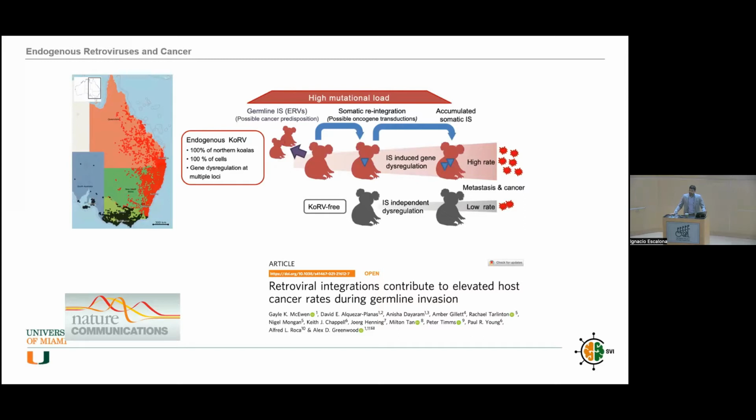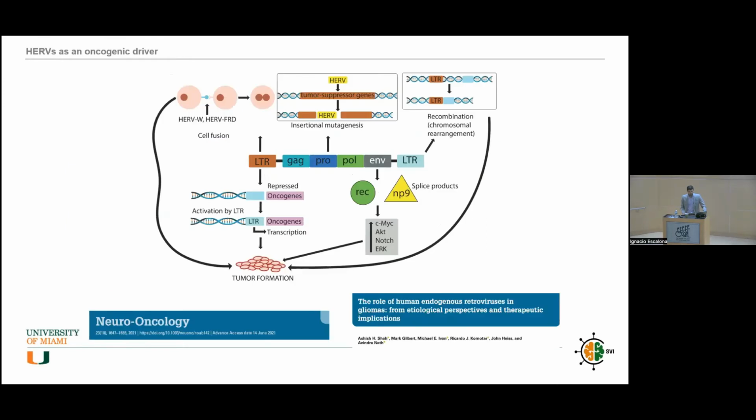And the cancer rates in the South Australia cohort are much higher than in the North Australia cohort. This was published in Nature Communications, I think last year. They're noticing that these endogenous retroviral sequences are inserting into different genes, such as tumor suppressor areas, or inserting to activate oncogenes in these koalas. So this is a real-time case study watching how these endogenous retroviruses are causing cancer in koalas. So then the question is, how are they doing it?